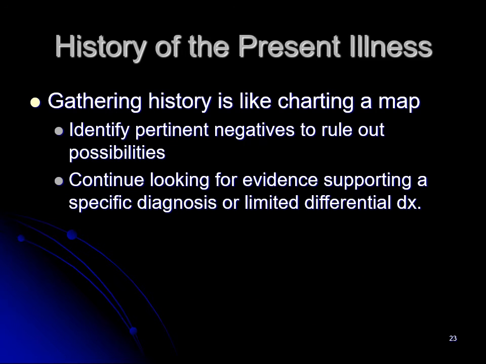History of the present illness. Gathering history is like charting a map. Identify the pertinent negatives to rule out possibilities. Continue looking for evidence supporting a specific diagnosis or limited differential diagnosis.